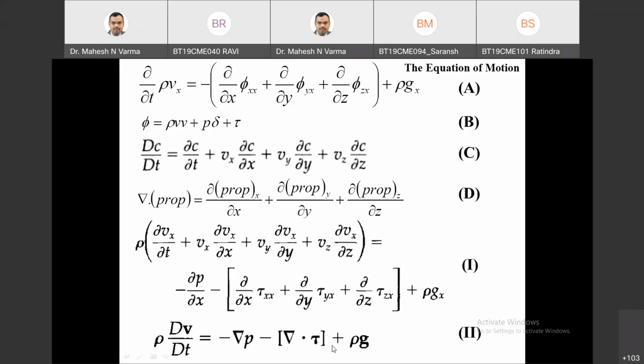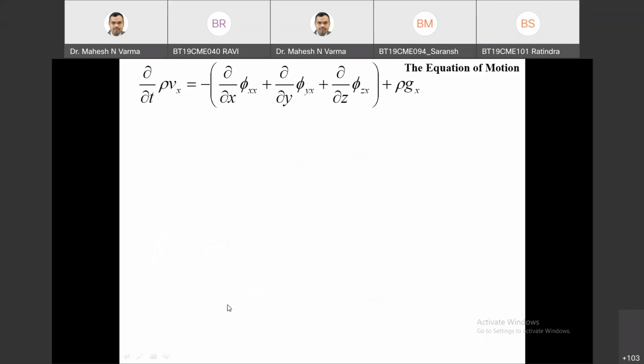Okay, this is not a special case. This is a generalized equation applied for variable density also. Even though it looks like density is outside this differential, it is rearranged, and that is an important point to note.